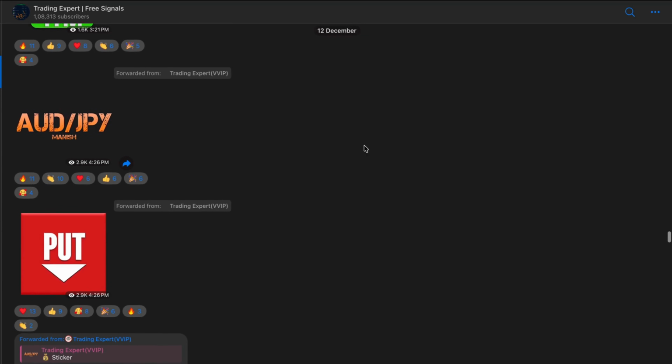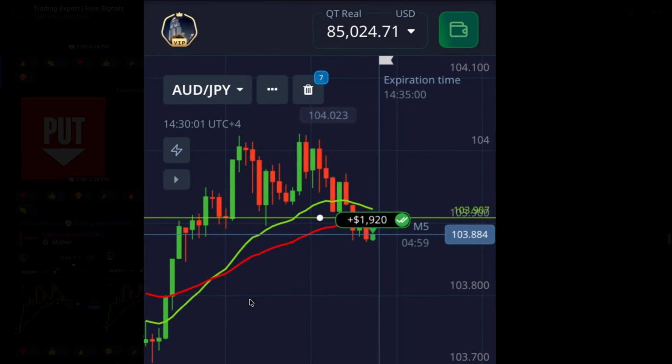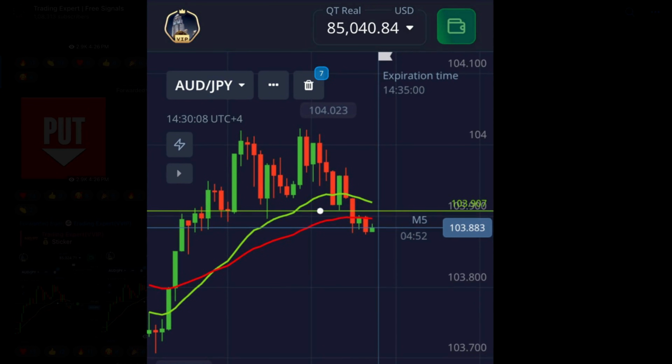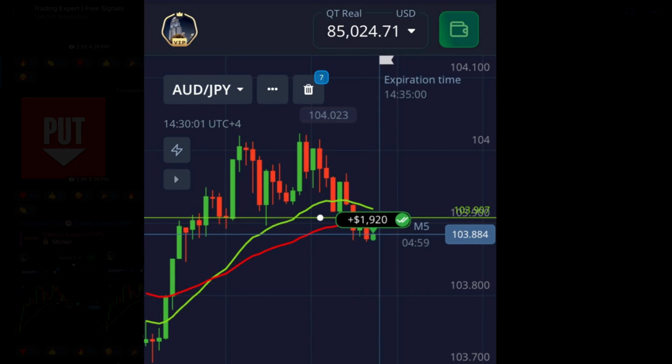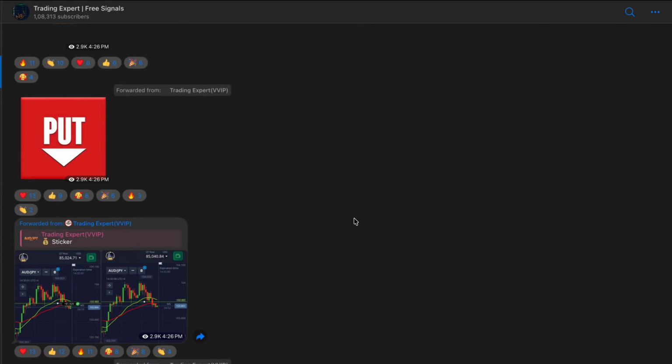The next signal was for our JPY 5 minutes put. Again a very good win right here. In this there was a strong resistance level, I marked it, and the price was rejecting from the resistance level. Plus the moving average was also indicating for the downside. We took an entry at the moving average and the resistance level for the downside and we won this trade. Amazing win.